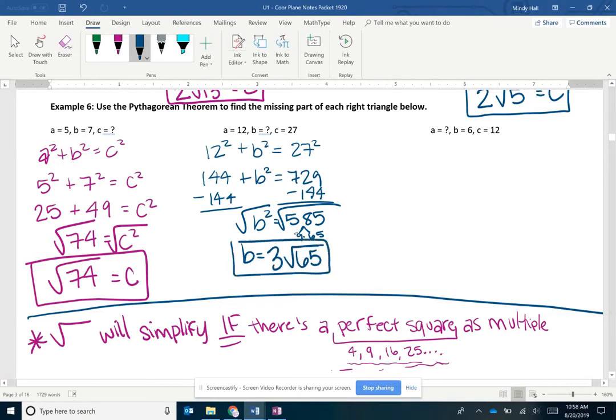And I know some of you, it's probably going to bug you that there's going to be such a big number left over. But remember, there's only so much we can do with these perfect squares. It does happen a lot that you can simplify, but it is not guaranteed.